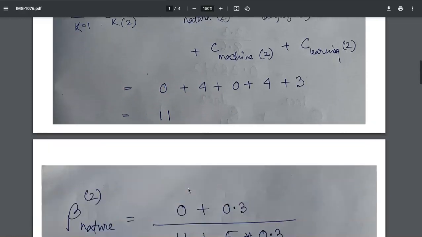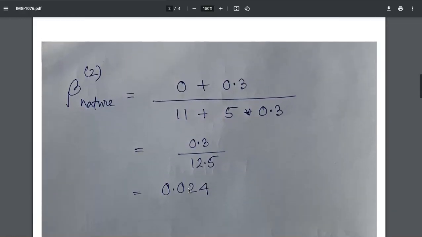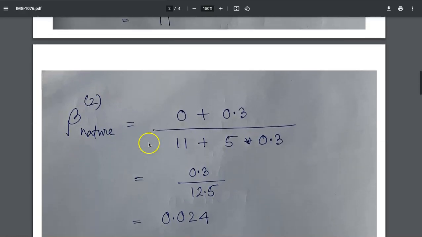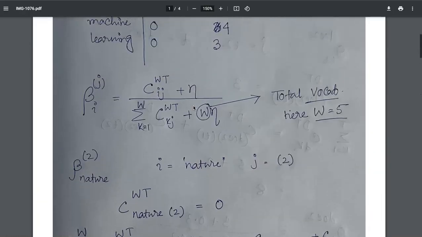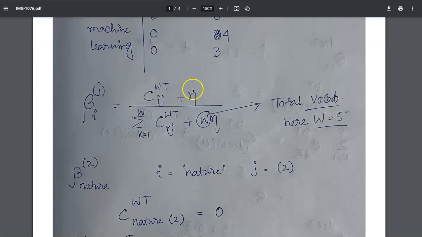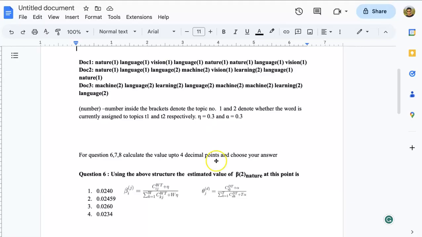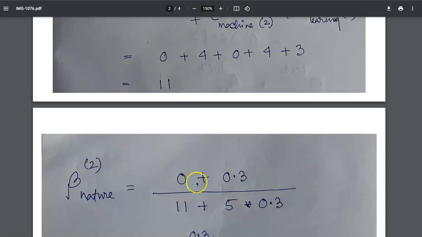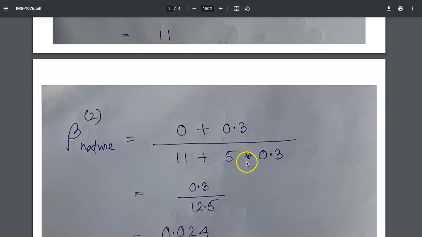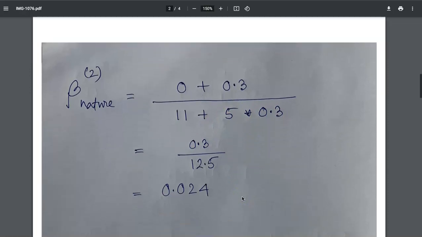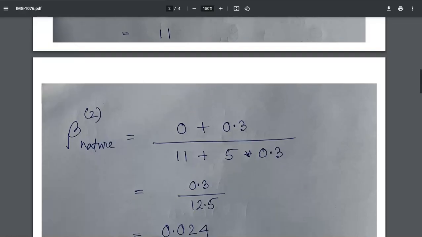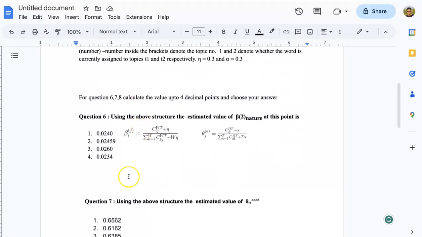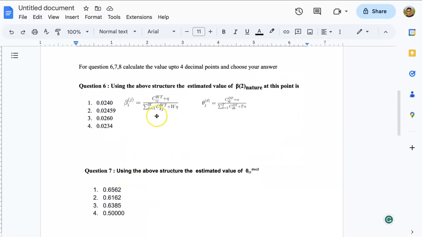Now we just need to put the values in the equation. As per the formula, the numerator is 0. The eta value given is 0.3. In the denominator, the sum is 11, plus W, which is 5, times 0.3, and if you calculate, it will be 0.024. So this is the answer to the first question.